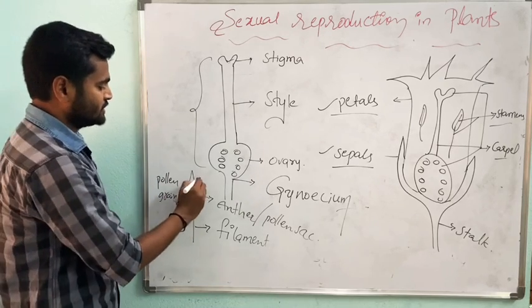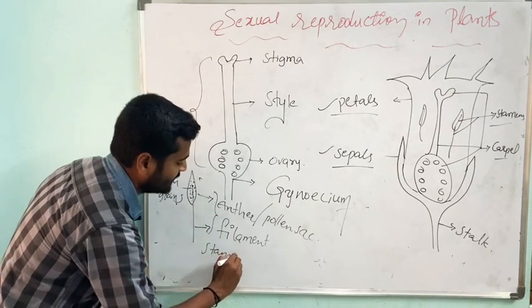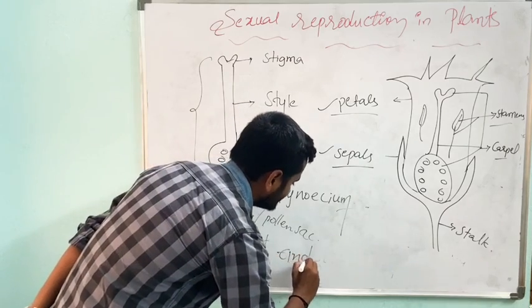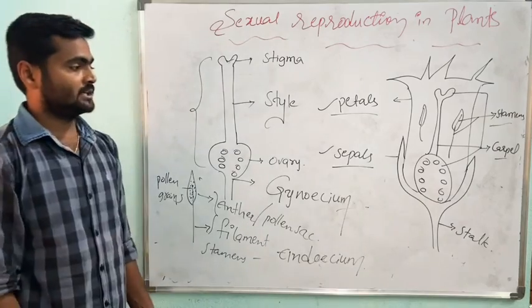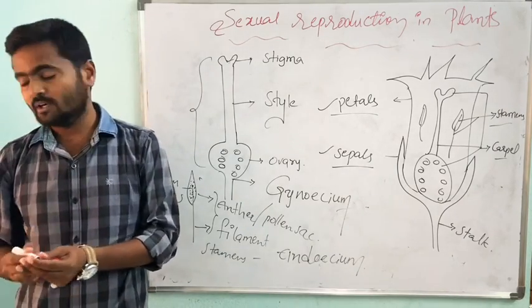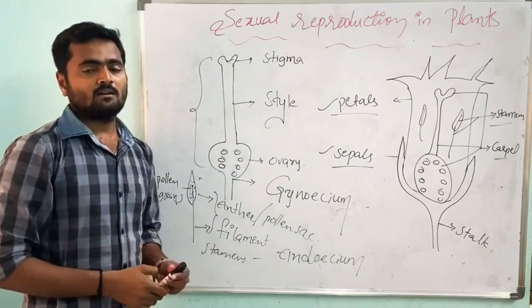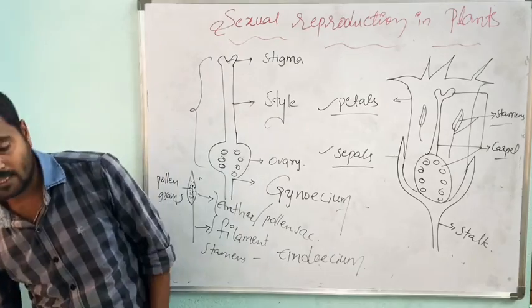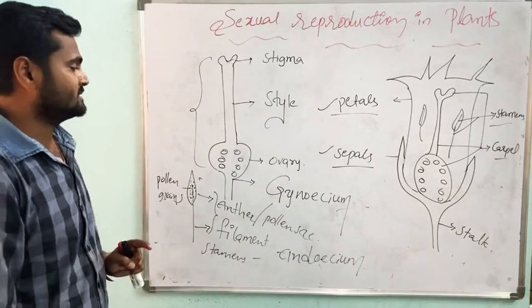Okay. So these 2 parts together, called stamens or male reproductive parts, are also called the androecium. What is that called? Androecium. Together called androecium. Okay, now the structure of the flower, or reproductive part of a plant, is completed. Now let's see how fertilization takes place and where it takes place.